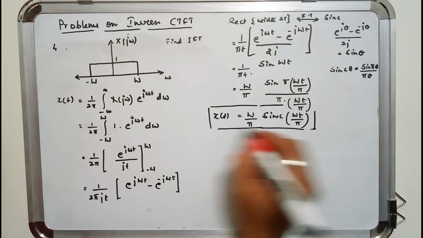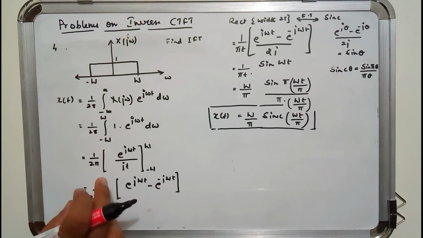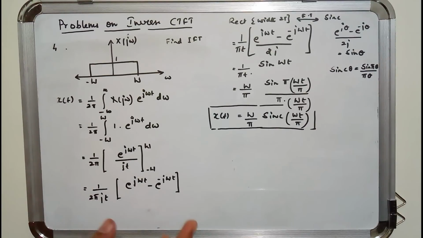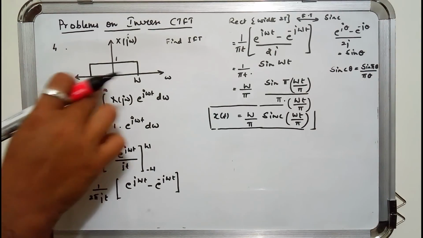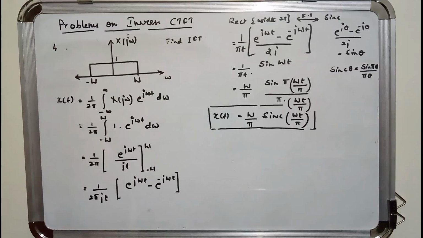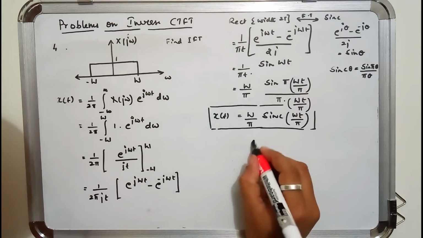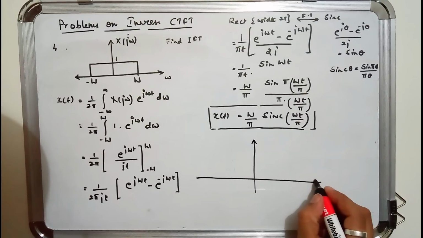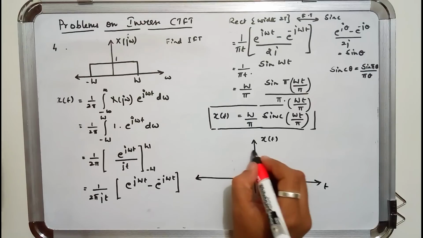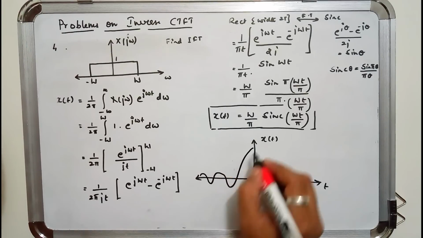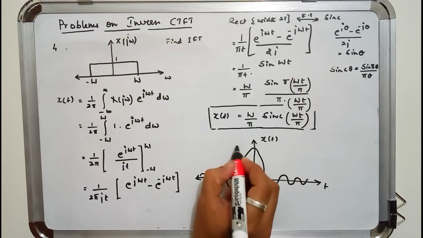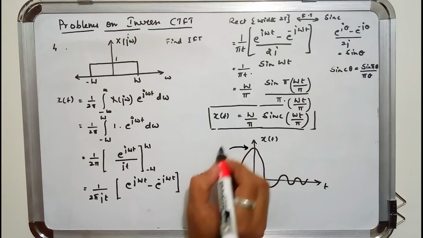Now, as you can see, when the time domain signal x of t was a rectangular pulse, the frequency domain signal was a sinc pulse. Now, when the frequency domain signal was a rectangular pulse, the time domain signal is again a sinc pulse. So I think you are well aware of drawing a sinc pulse, that is with respect to t, you will be getting a sinc pulse which is looking like this, and with an amplitude. What is the amplitude here? It is w by pi.